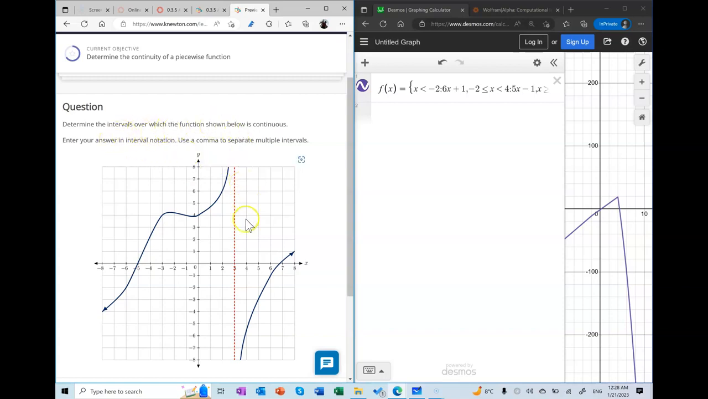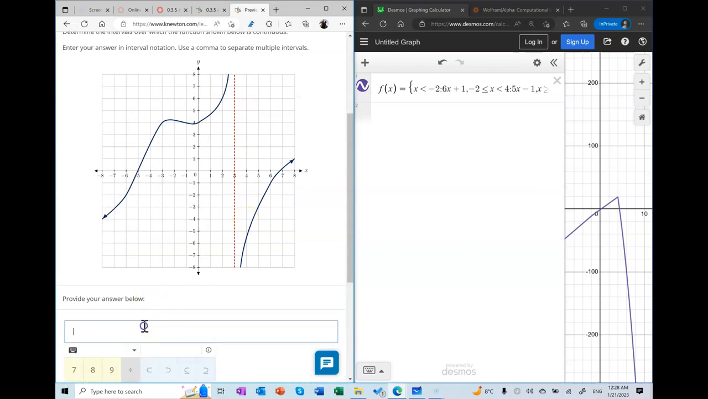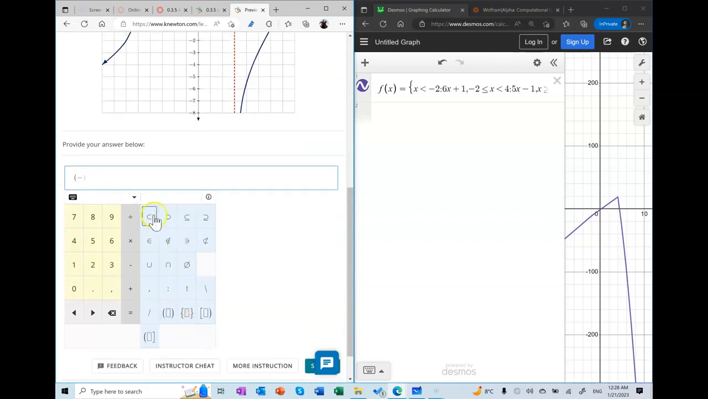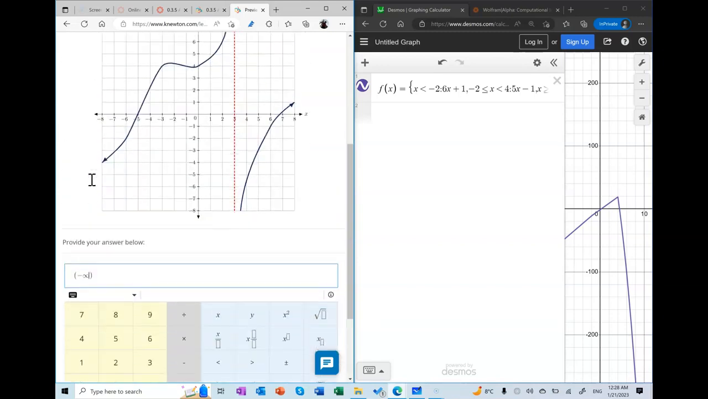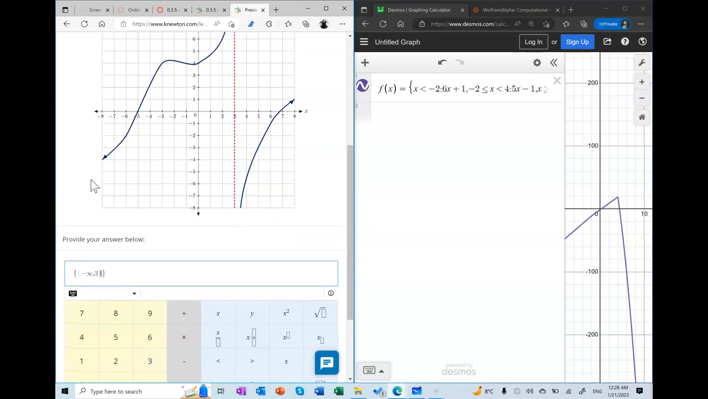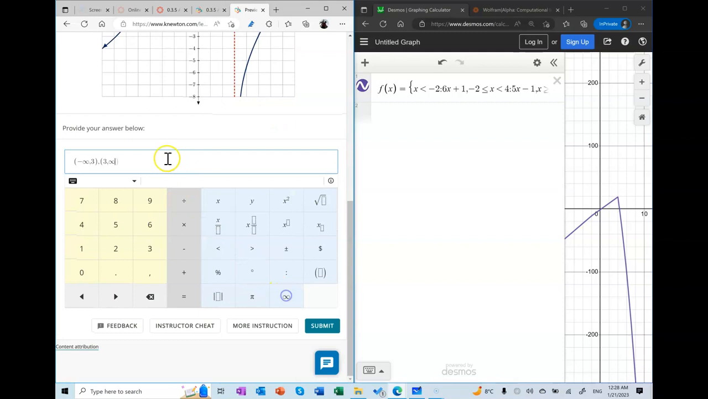Intervals with function below scale. I've made the mistake before writing this as sets and not counting the points. So from minus infinity to 3. 3 is not included, right? So we're going to leave it as a parenthesis, and from 3 to infinity. So this should be the right one.